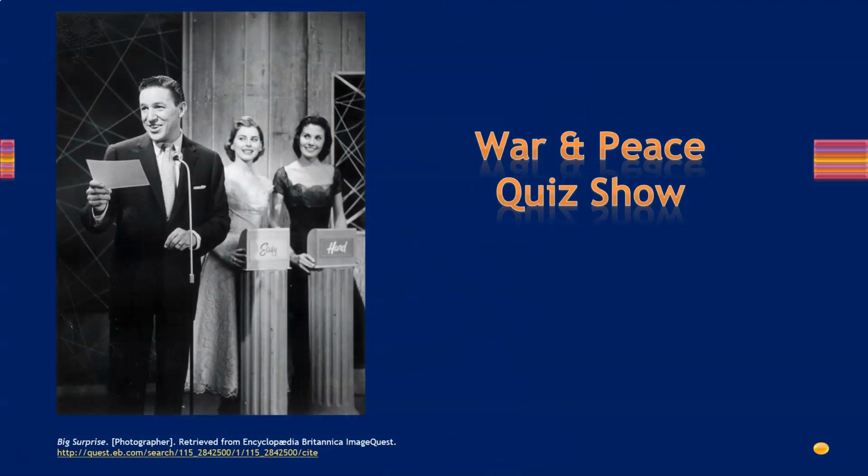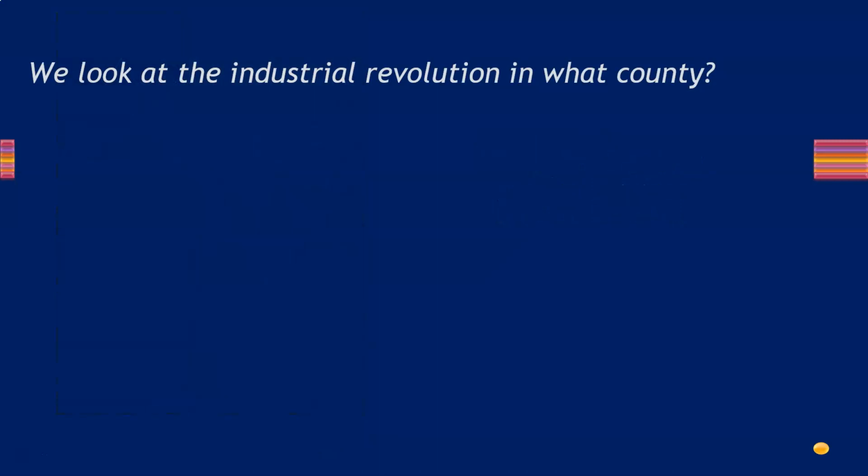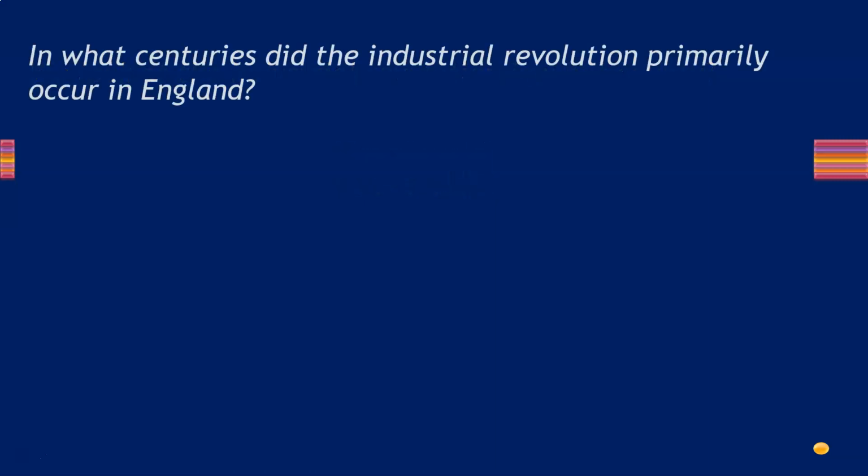We're going to have a brief quiz show to review some of the main ideas from this section. So, what country do we look at for the Industrial Revolution, in this presentation, anyway? England. So in this case, we're focusing on one European country, England. In what centuries did the Industrial Revolution primarily occur in England? Okay, so remember how the centuries run. If we use 1750 as the rough date for the start of the Industrial Revolution, that means we're looking at the 18th and 19th centuries.